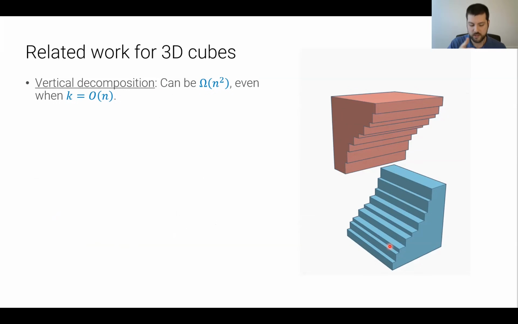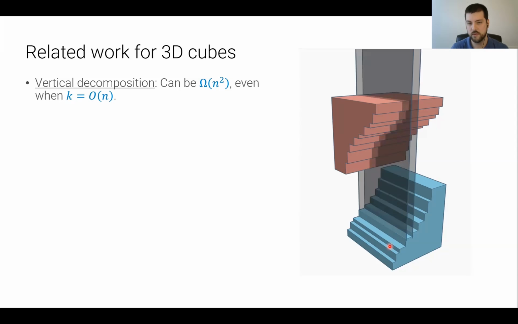And if we consider the vertical decomposition aforementioned for the 2D case, it can be generalized to any dimensions. We'll consider it here in 3. And unfortunately, the resulting partition has size at least quadratic when k is linear. And we can see this by taking these 2 opposing staircases. So on the bottom, we have this blue staircase, which I haven't shown the rest of the cubes, but we can construct this staircase behavior out of cubes.